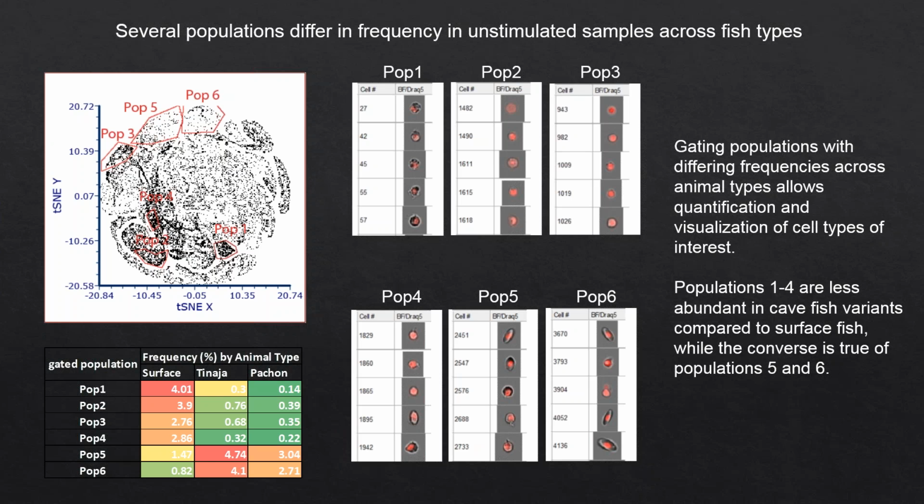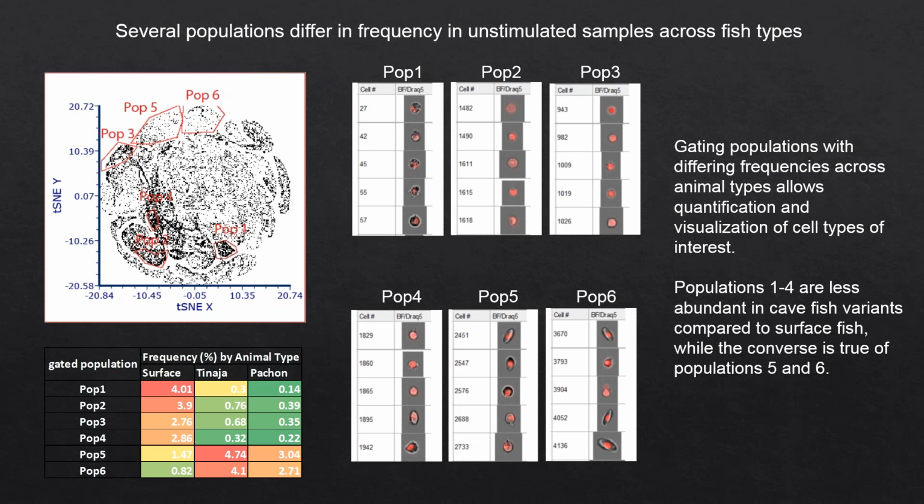Populations 5 and 6 are enriched for red blood cells. So fish, like avians and reptiles, have a nucleated red cell. They're an oval type of larger cell, so they're very distinct. You always know when you see a red cell in these.